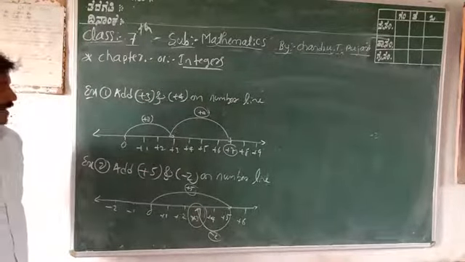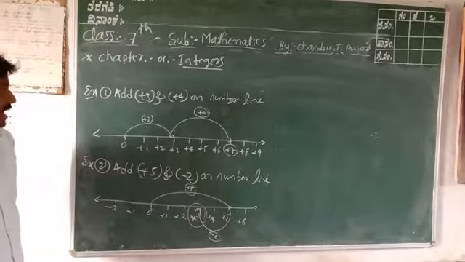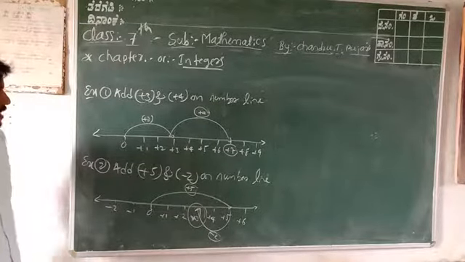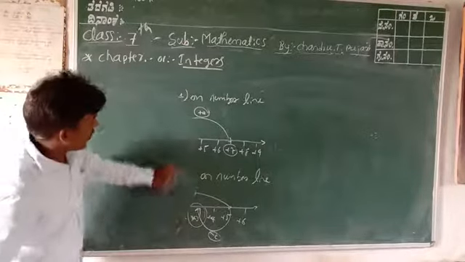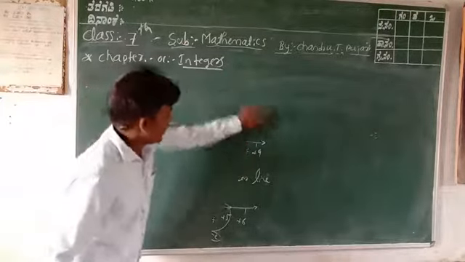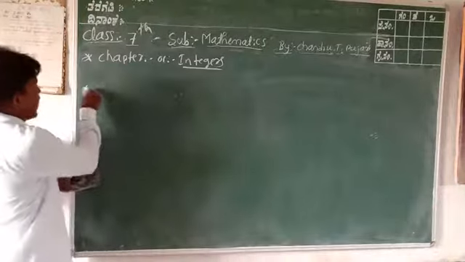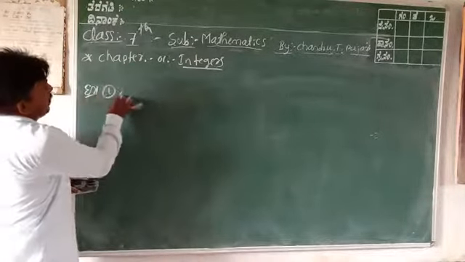This is addition on the number line. Got it? Next, your concept is multiplication on the number line. Multiplication on the number line. Example number 1.